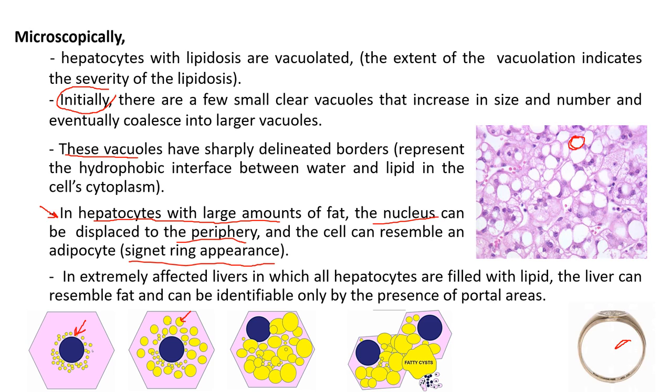In extreme cases, the hepatocytes can be filled with lipids, and in this condition you can't even tell where the normal hepatocytes are. You wouldn't see normal hepatocytes, and the liver would be just fat replacing most of the hepatocytes. The only things you can identify in that condition are the portal areas, as an indication of the liver.